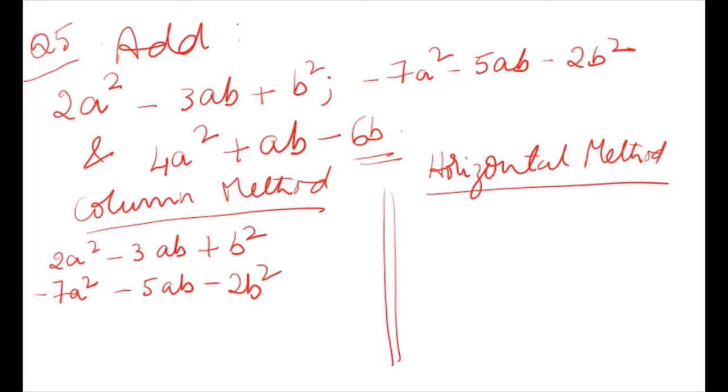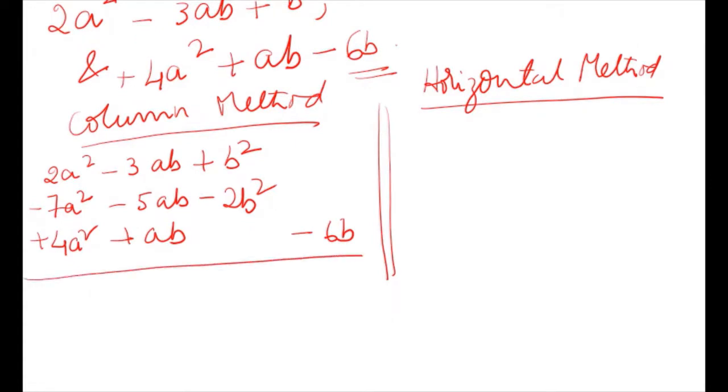Then this is no sign means it is plus. So plus 4a square plus ab. Now there is no b square term, but there is a b term which is not there till here. So you have to write separately minus 6b. So the answer now when you add, this column will be plus 2. When there is no sign, it is understood as plus. So plus 2 minus 7 is minus 5a square. Minus 5a square and plus 4a square is minus a square.